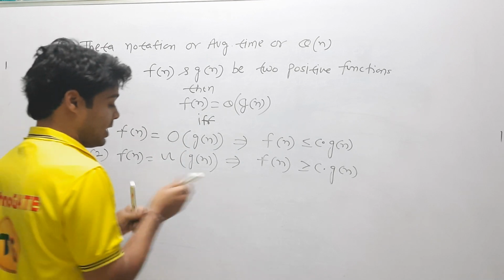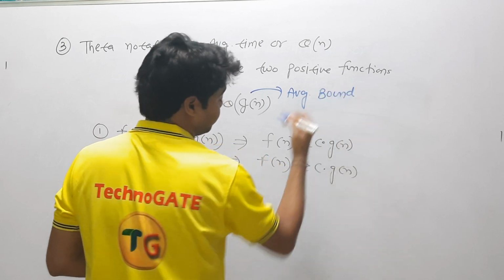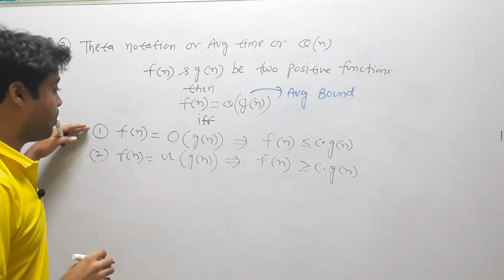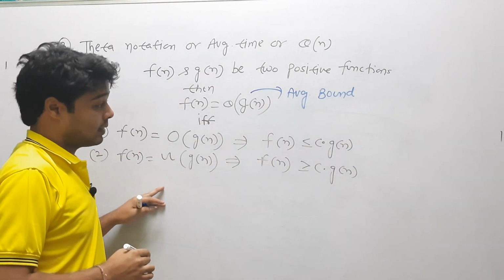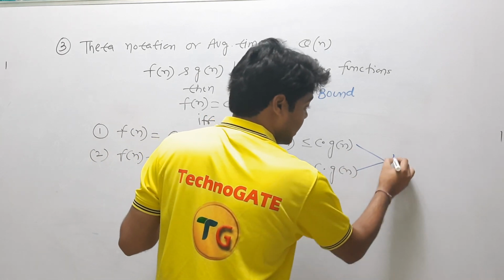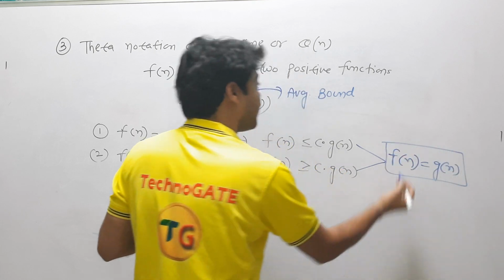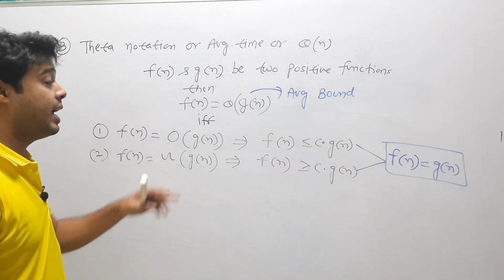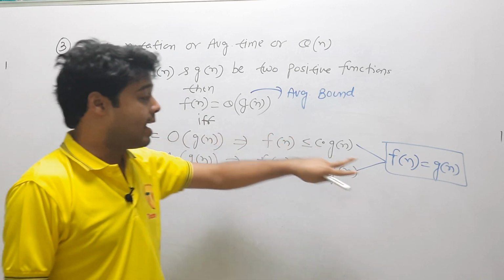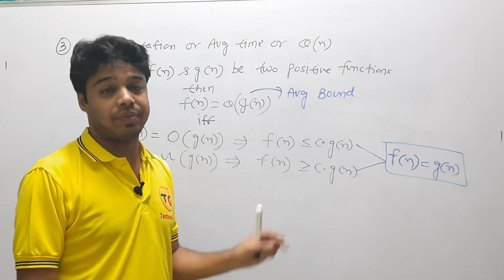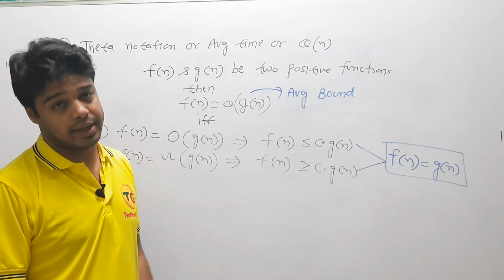This means G(n) is the average bound. This is the upper bound and this is the lower bound, and in between, if these two conditions are satisfied, what is the common condition here? The common condition is F(n) equals G(n). So sometimes theta is also called the exact bound, because the left-hand side and right-hand side must be equal. If the left-hand side and right-hand side are equal, then we can say it's an average bound, and we can use the theta notation.